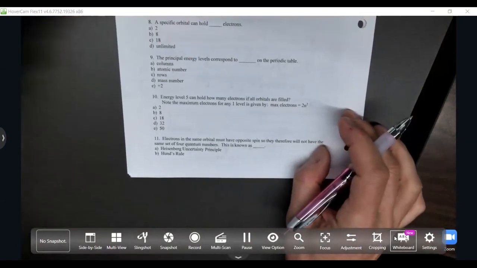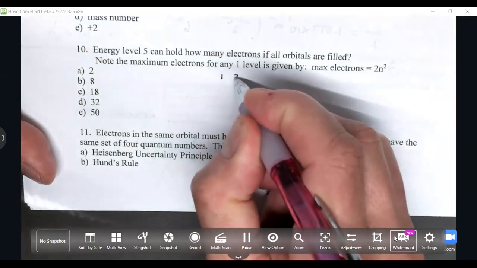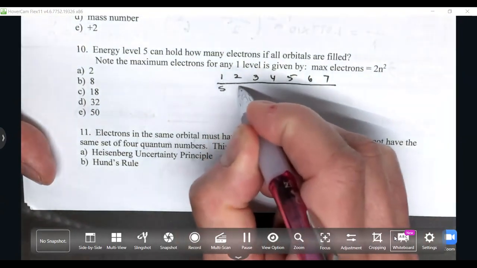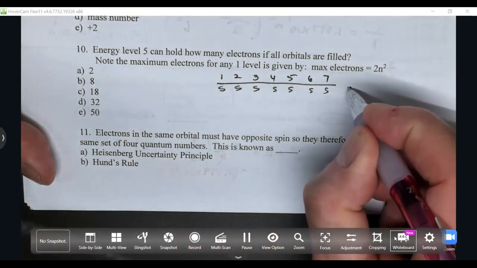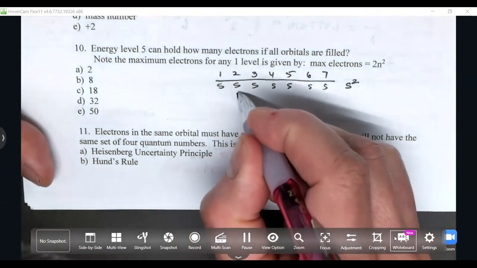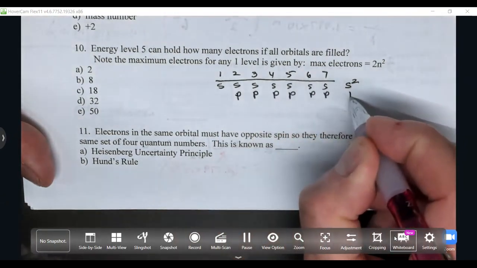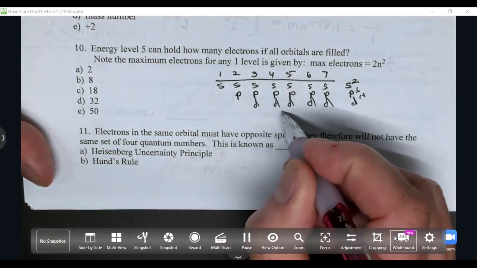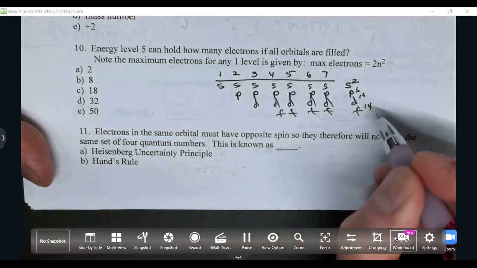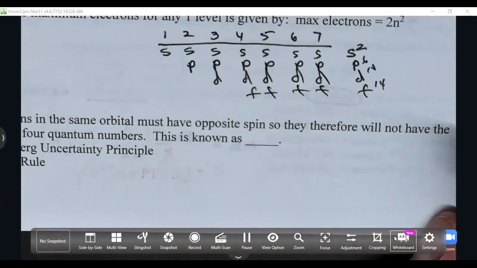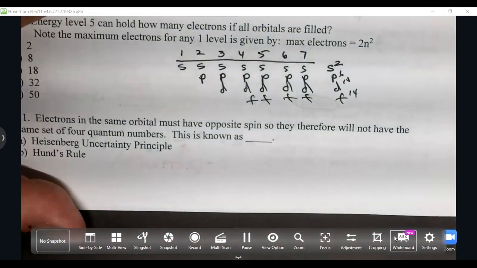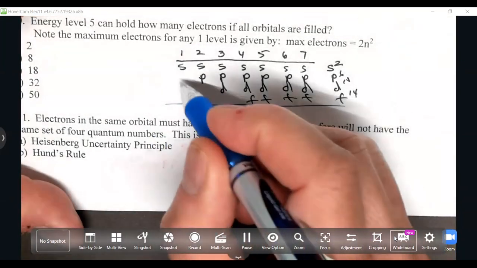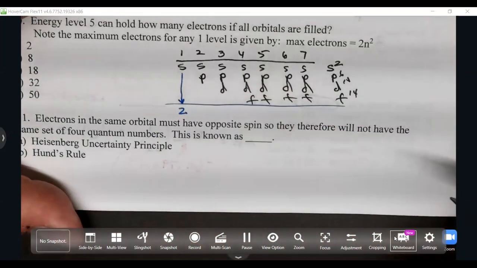Let me see this. So if we wrote this out, this is our 7 levels. And we know that this is S2. We can put 2 electrons there. Then we start here at P, and we know this would be P6. And then we go D, and we know this would be D10. And then F, and we know that would be F14. Now, if we added up the electrons for each level, the maximum electrons here would be 2, right? Just S2 in level 1.